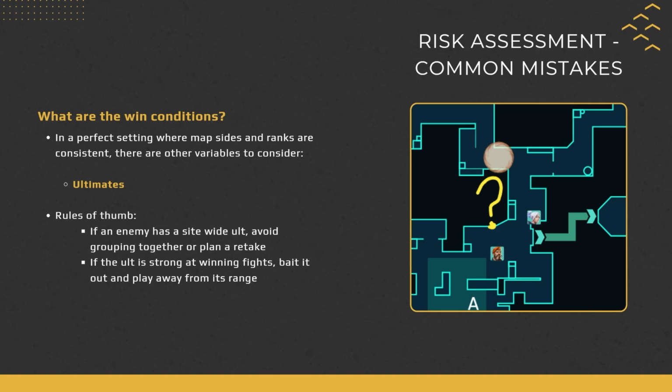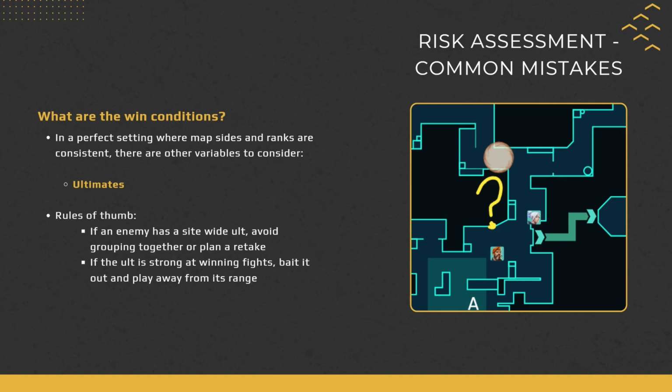So a good example of this would be looking at what they have in terms of the power of the ult. For example, some of them are site-wide ults. So if they have KJ or Breach, you probably don't want to be grouped up together or playing really close to an area where that ult is going to hit you. You probably want to play farther back so that even if they do use it, you can just bait it out and it won't hurt your team as much.